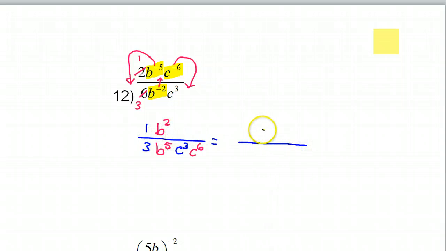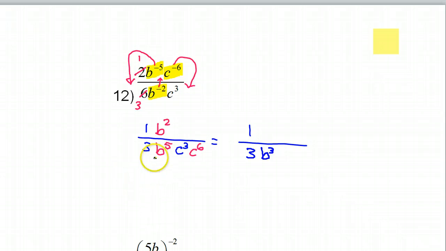Okay, so I've got b squared. No, I do not have b squared. Scratch that. So I have 1/3. So there's that. Now looking at the b's, these 2 b's cancel out 2 of these b's, and that's going to leave b to the 3rd power in the bottom.